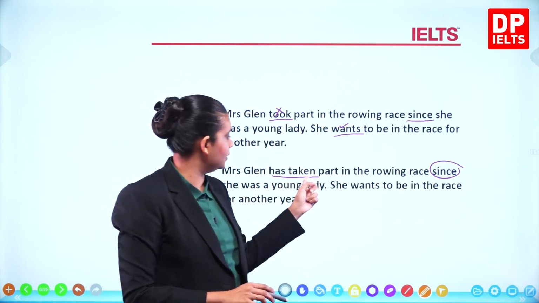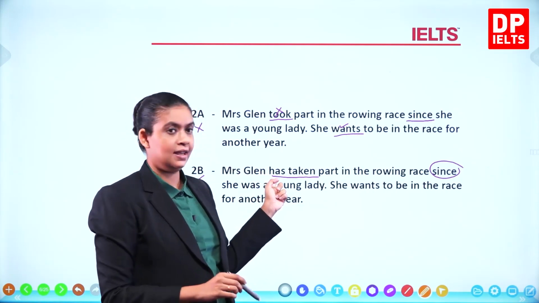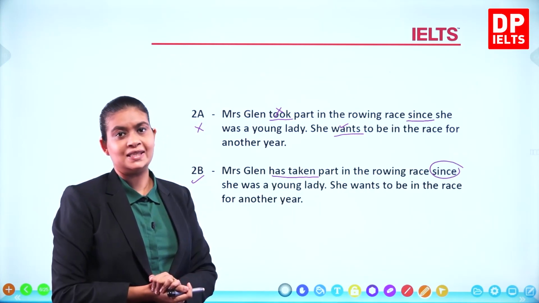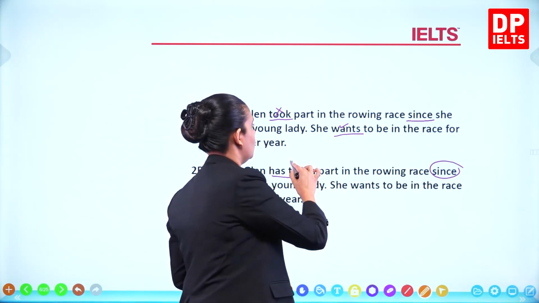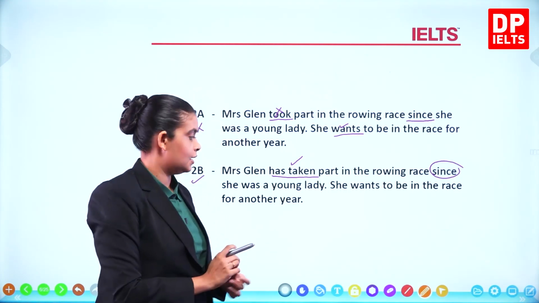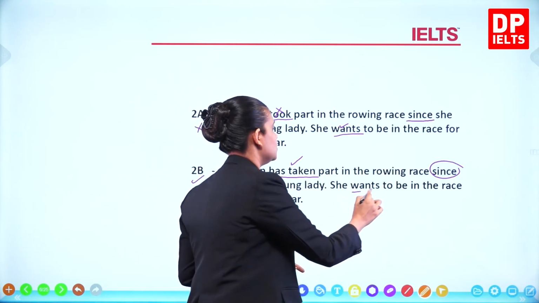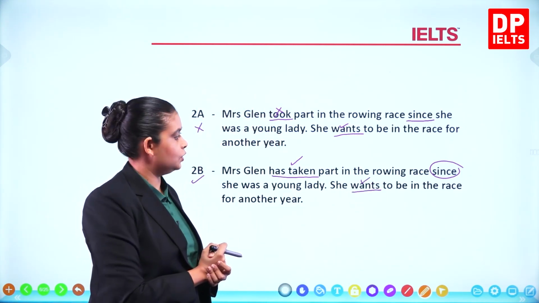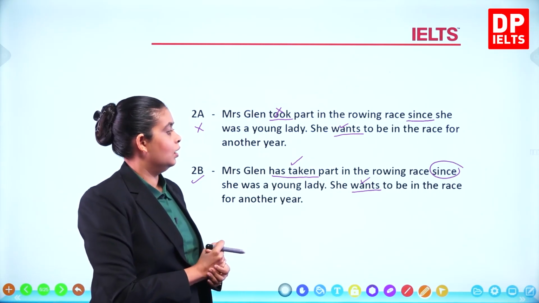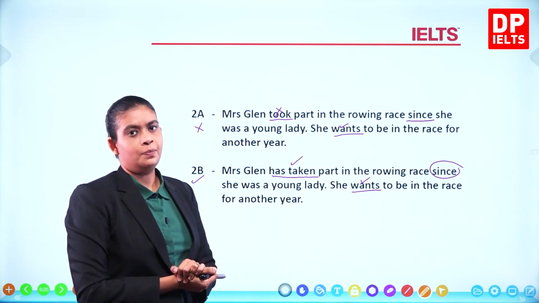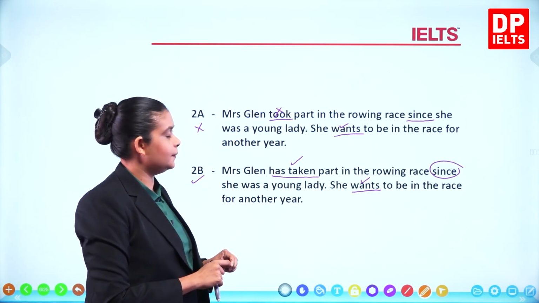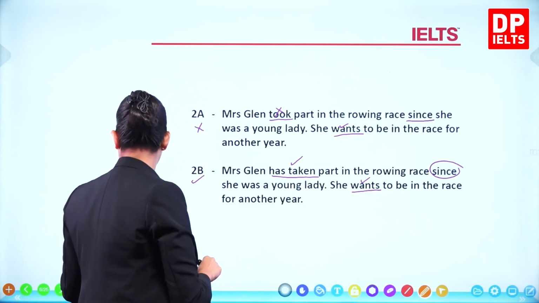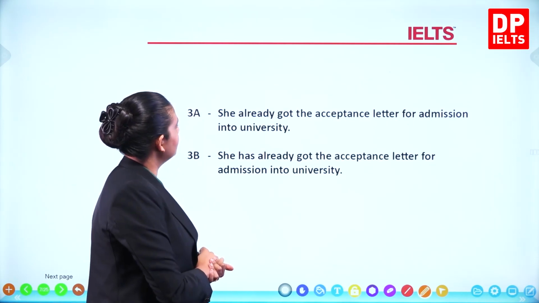But if you come here, she has taken. So Mrs. Glenn is singular. So has plus the past participle of the verb, it's correct. So since along with the present perfect is correct. And for another year, wants is also correct because it is a planned activity. You can use the simple present tense, right? So it's actually that she has the desire to do it. Okay? Right. Okay. Having a look at the next one.